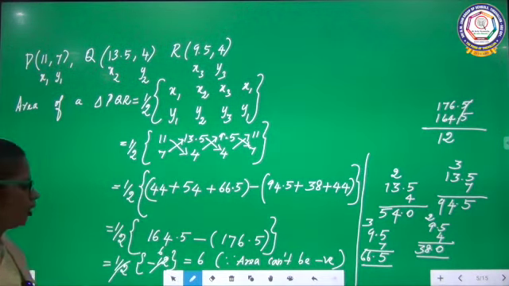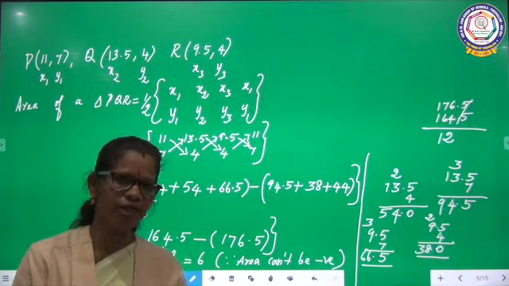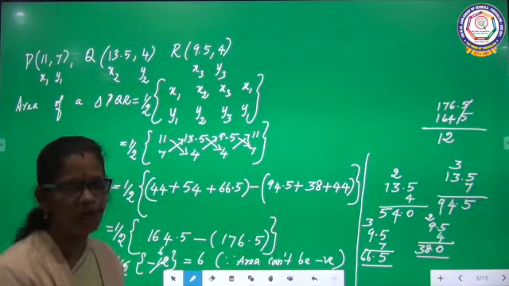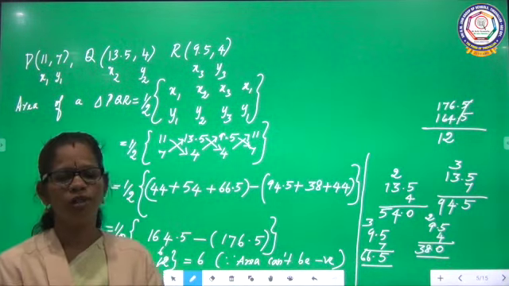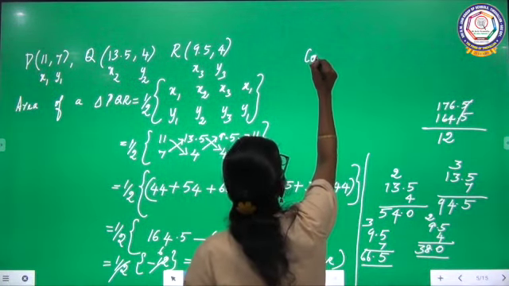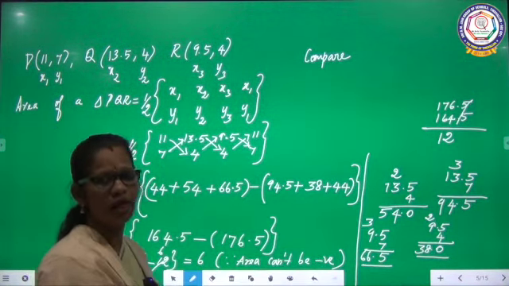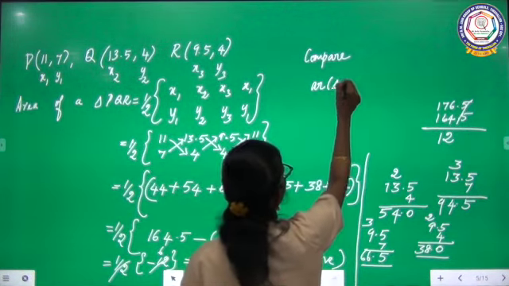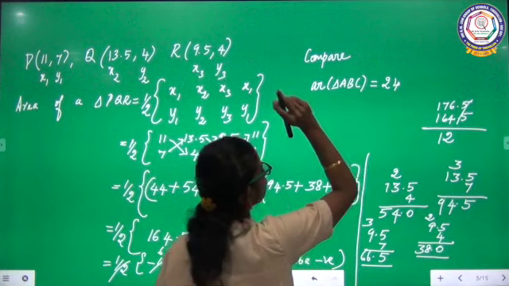What are the things we found? Coordinates of the vertices A, B, C we got. Area of a triangle ABC we got. Area of a triangle PQR also you arrived. One more thing they are asking, compare. What they said? Compare. That is comparison. Compare area of a triangle ABC and area of a triangle PQR. Area of a triangle ABC equal to 24.